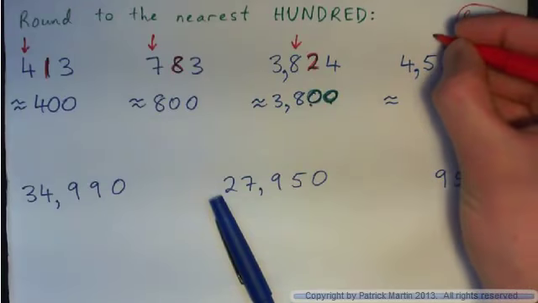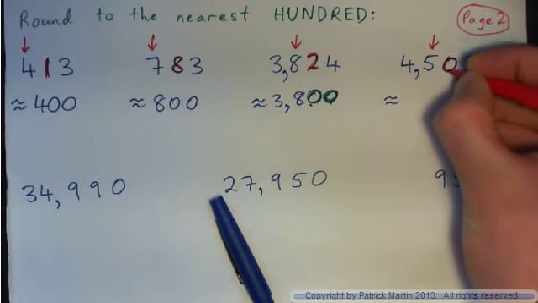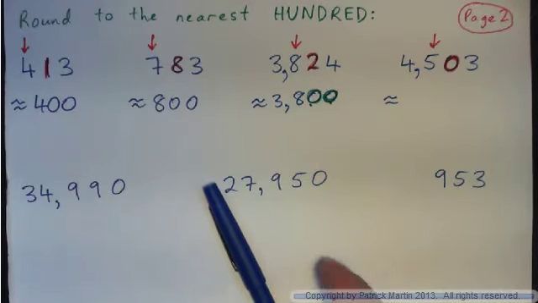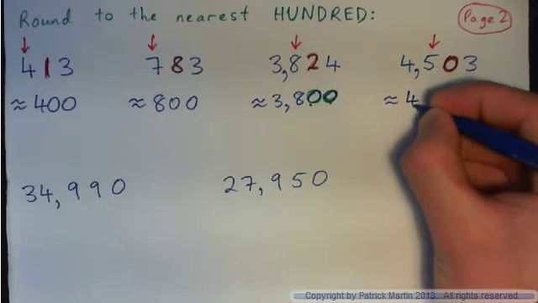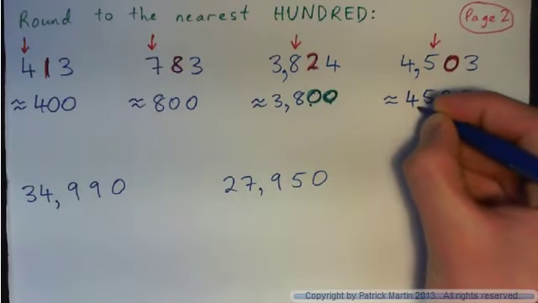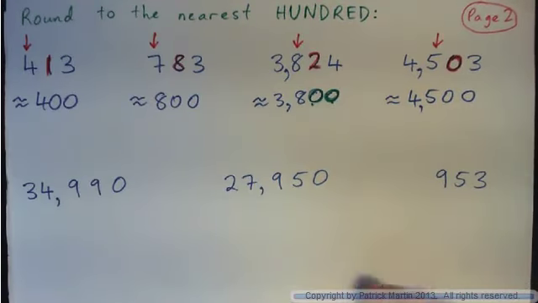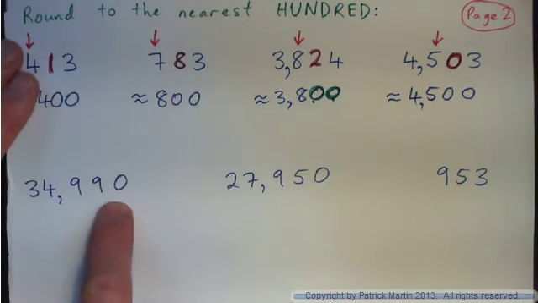Okay, so the hundred spot is 5. The next digit is a 0, and so surely we round down, right? Yep, we round down. So we get 4,500.